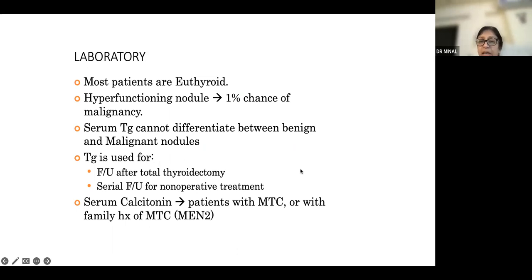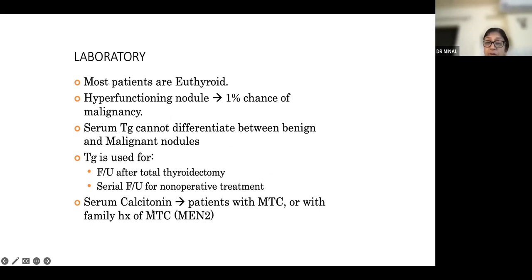Serum thyroglobulin cannot differentiate between malignant and benign. It is only used for the follow-up. That is, after total thyroidectomy, you have to keep it under follow-up. If it is rising, then you are alert that again the thyroid follicle is regenerating. So serial follow-up is required for the non-operative treatments also.